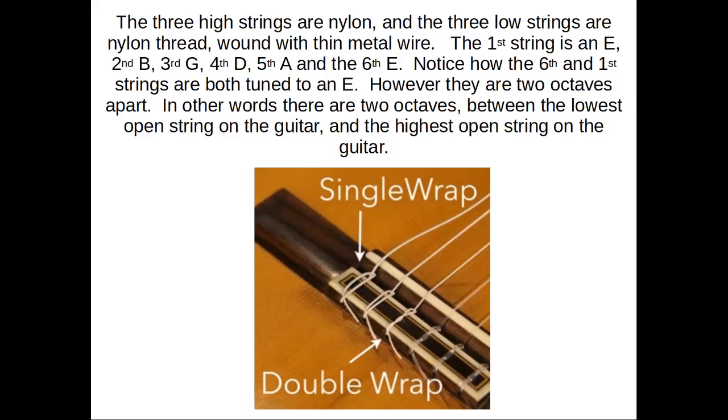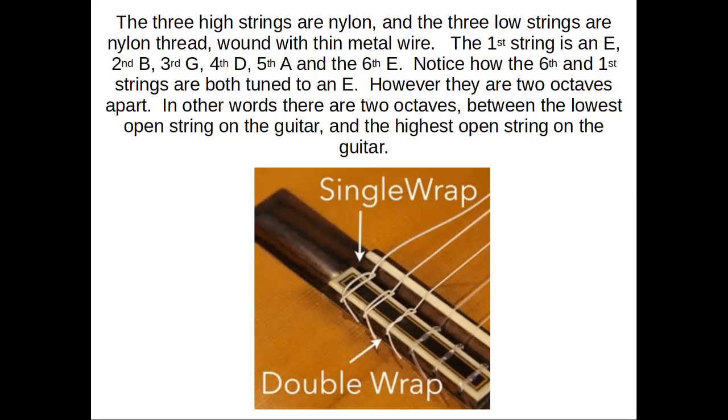The 3 high strings are made out of nylon, and the 3 low strings are made out of nylon thread that is wound with very thin metal wire, and the metal wire is coated with a thin layer of silver. The 1st string is an E, the 2nd string is a B, the 3rd string is a G, the 4th string is a D, the 5th string is an A, and the 6th string is an E.